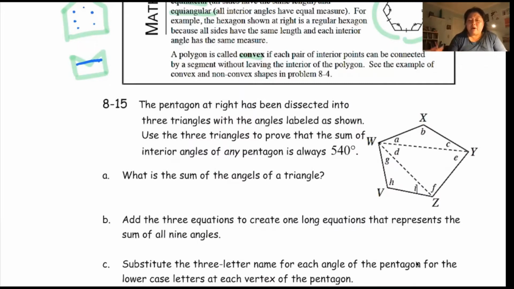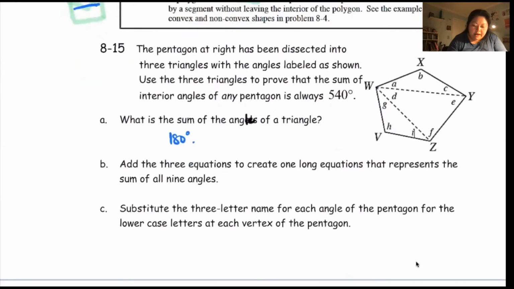Well, you're going to add up all these angles, right? So it says, and sorry for the typo, this is angles, not angels, right? So go ahead and fix that. So what is the sum of the angles of a triangle? Well, any triangle adds up to 180. So it's always 180 degrees. Add the three equations to create one long equation that represents the sum of all 9 angles.